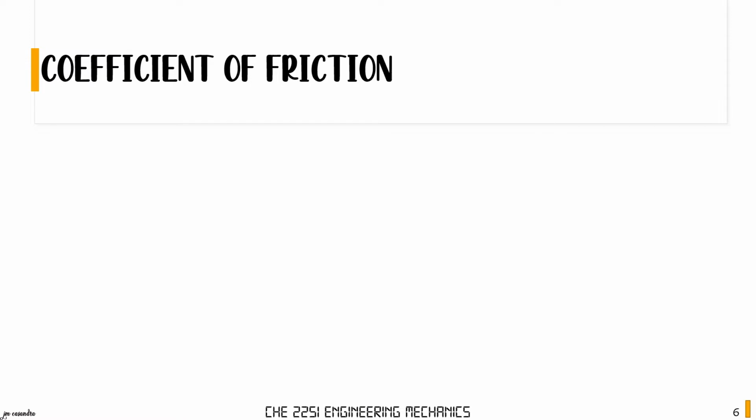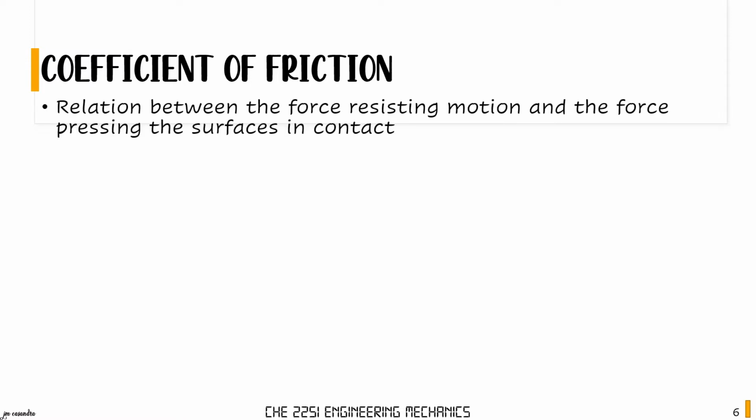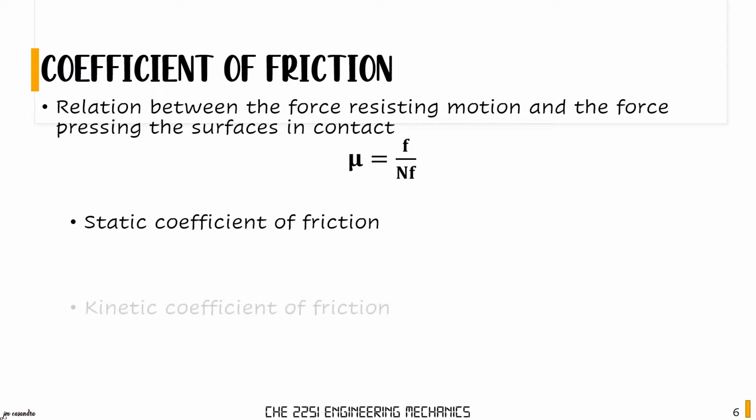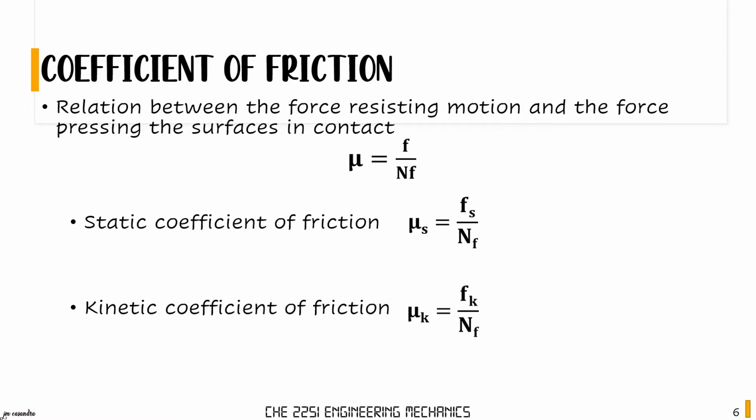So we have what we call the coefficient of friction, which is the relationship or the ratio between the force resisting motion and the force pressing the surfaces in contact. It is represented by the Greek letter mu and is equivalent to frictional force divided by the normal force. In the case of static coefficient of friction, this is now our mu s equal to Fs over N. And for kinetic friction, this will be given by mu k equivalent to the kinetic friction divided by the normal force. So next we have the angle of friction.